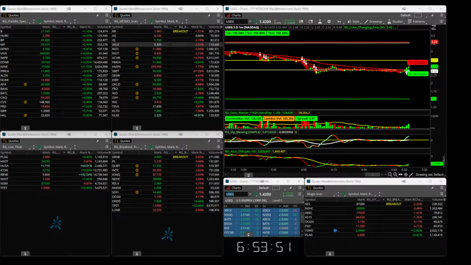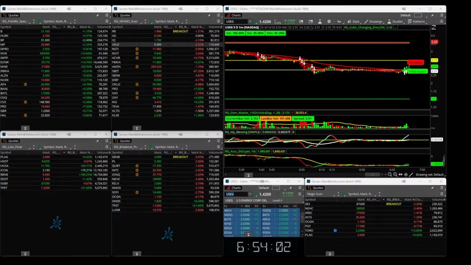2 week. No party going on. Indicators are all green. We do not have a tall green dominator bar. So the buyers are just sitting there, or I should say the watchers are just sitting there. TMDE.